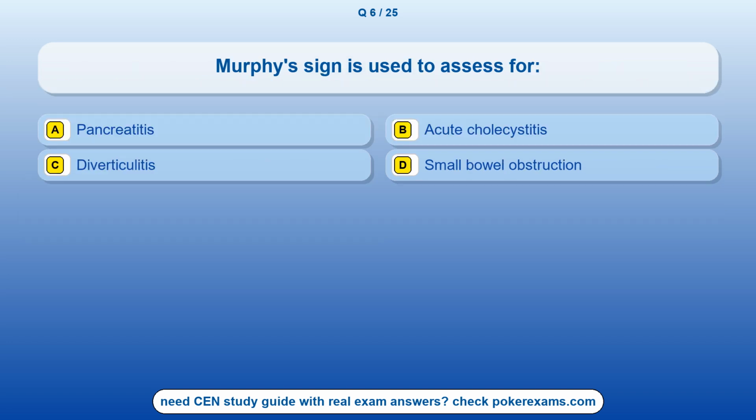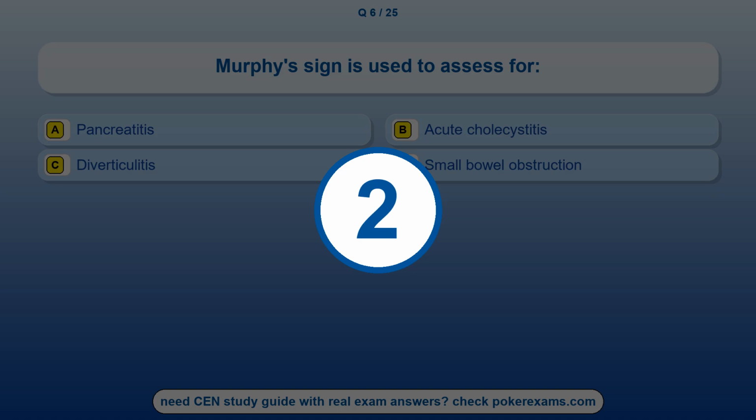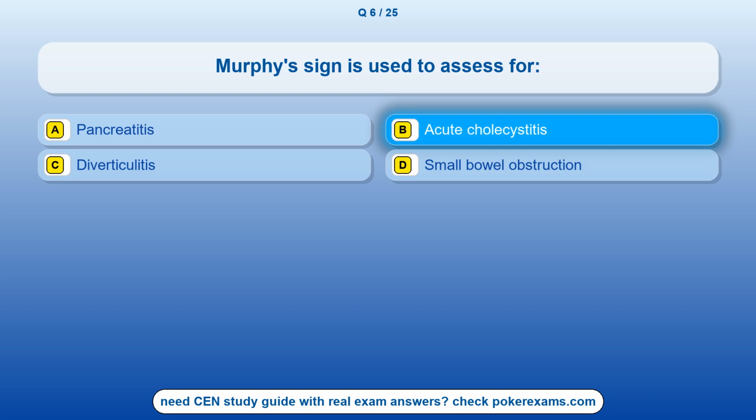Question 6. Murphy's sign is used to assess for: Option A. Pancreatitis. Option B. Acute cholecystitis. Option C. Diverticulitis. Option D. Small bowel obstruction. The correct answer is option B.